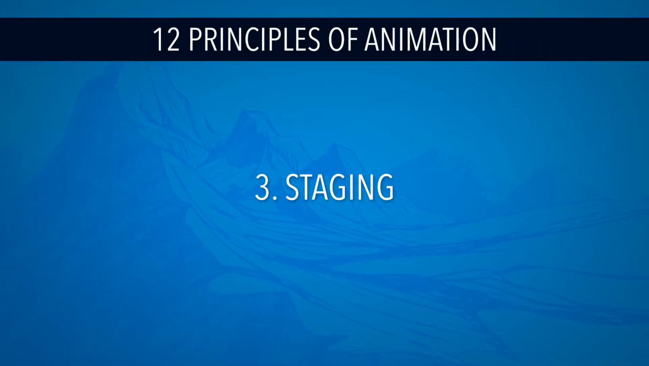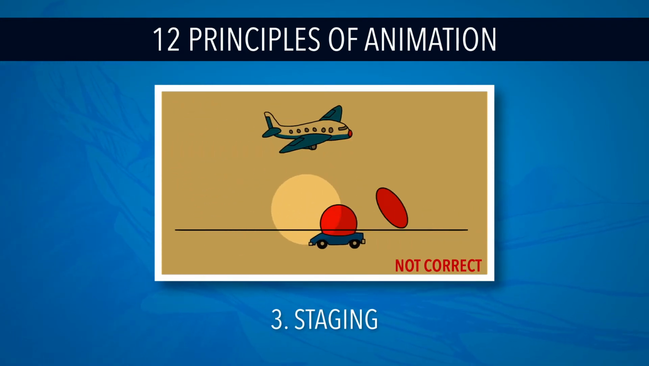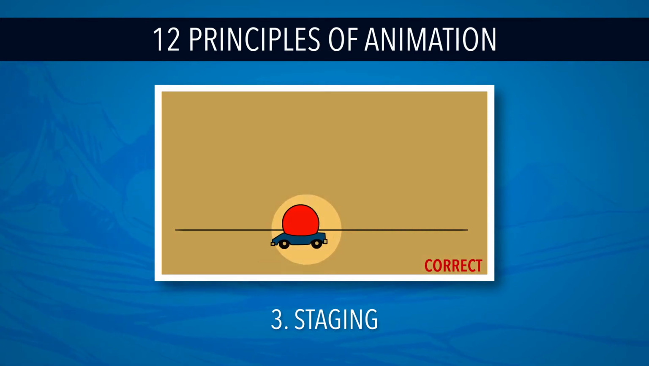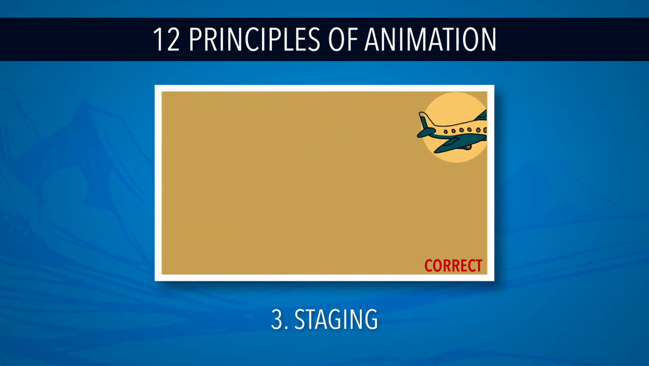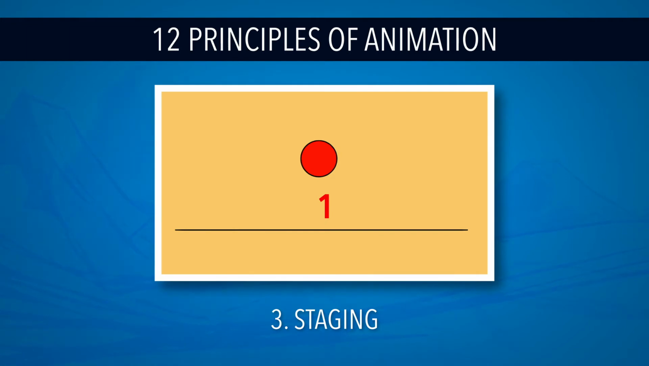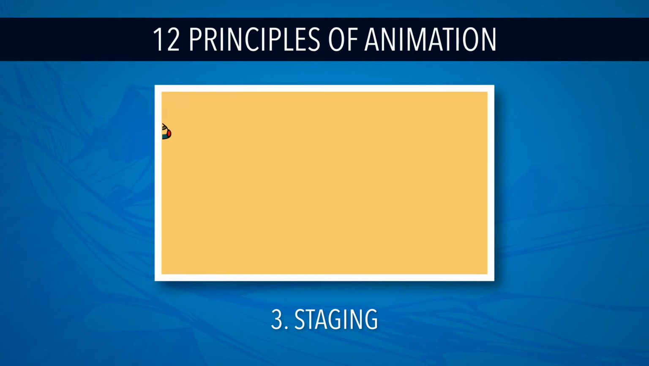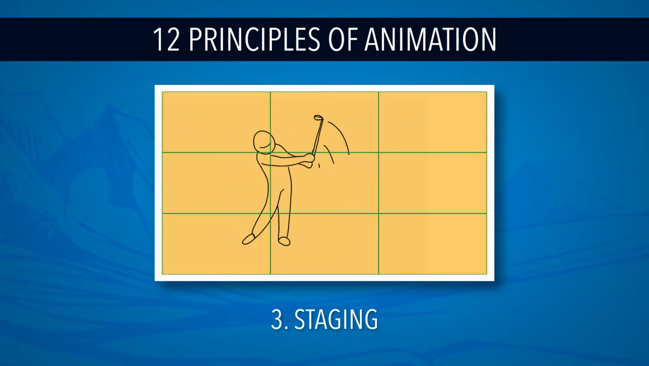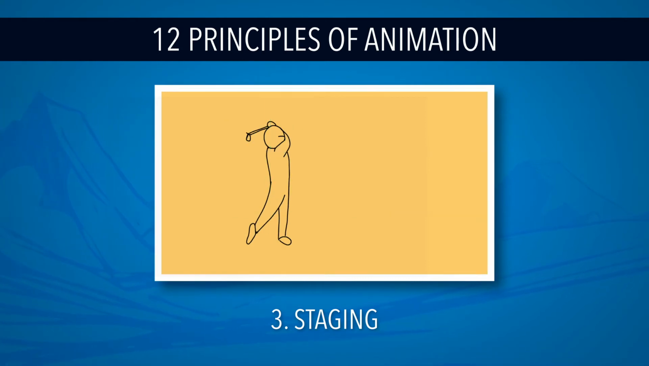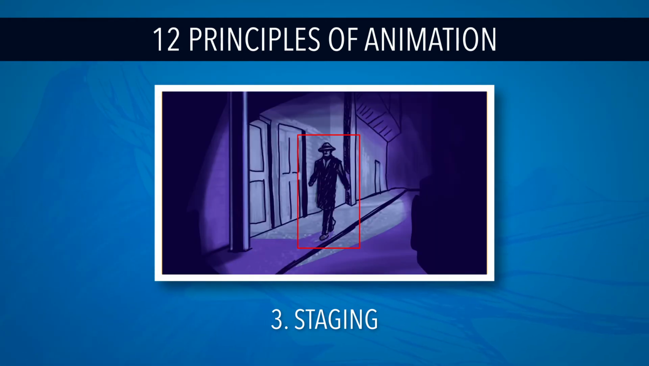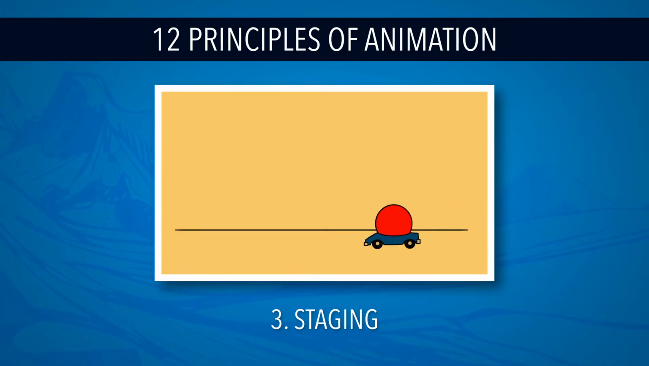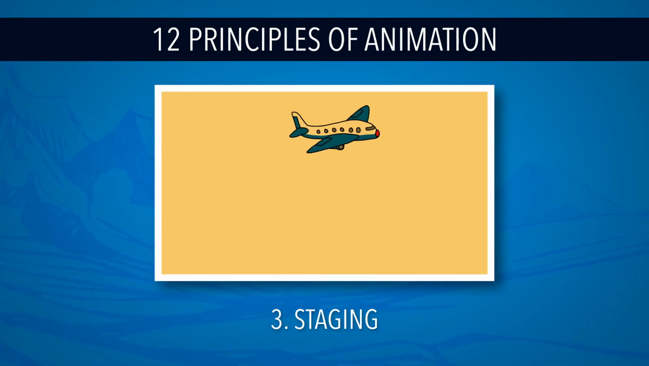Number three, staging. The purpose of staging is to direct the audience's attention and to make it clear what is more important in a scene. Staging is the presentation of an idea that is so completely and unmistakably clear, whether that idea is an action, a personality, an expression, or a mood. This can also be done by various means, such as placement of the character in the frame, or the use of light and shadow, or the angle or position of the camera. The essence of this principle is keeping focus on what's relevant and avoiding unnecessary detail.